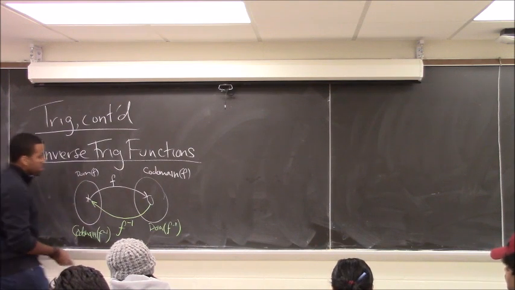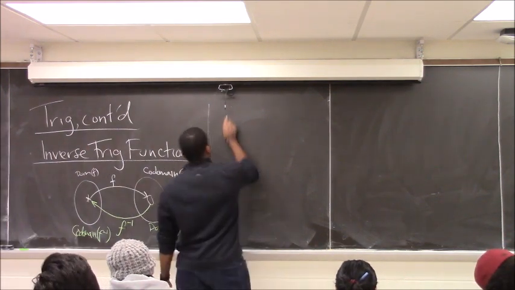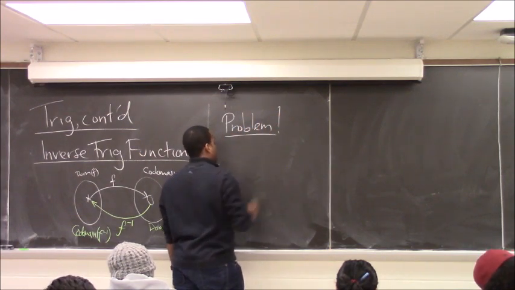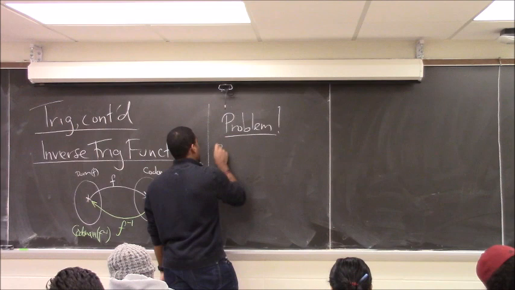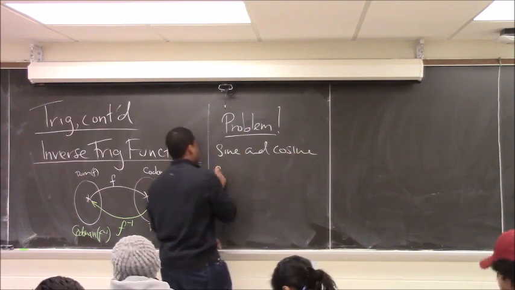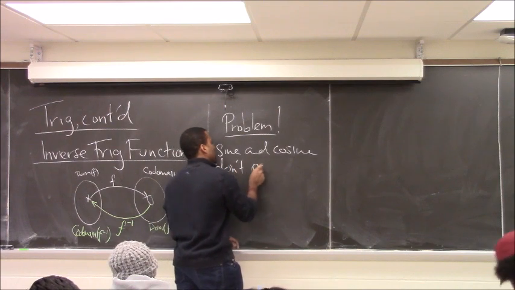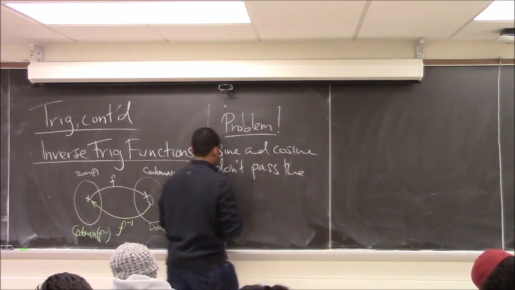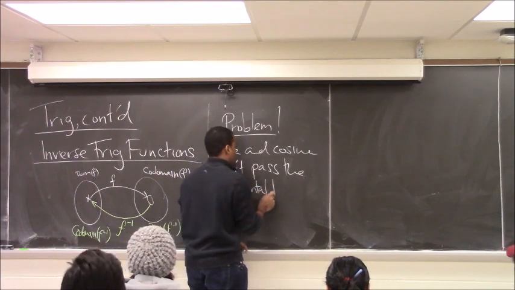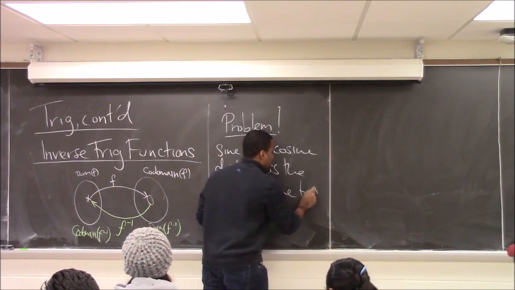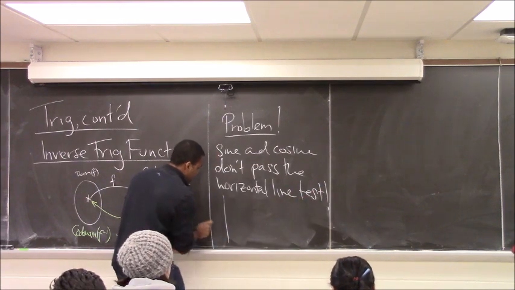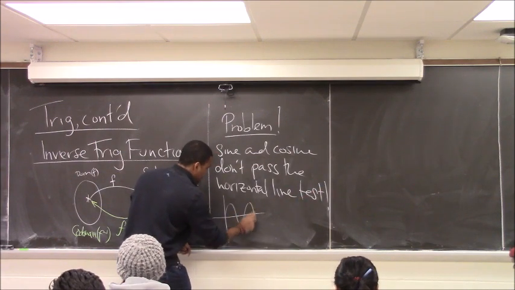Now there's immediately a problem here. Sine and cosine don't pass the horizontal line test. And last time I mentioned we need to pass the horizontal line test to be able to have a chance of having an inverse. Right? So if you look at the sine function, remember it looks like this, it goes on forever.